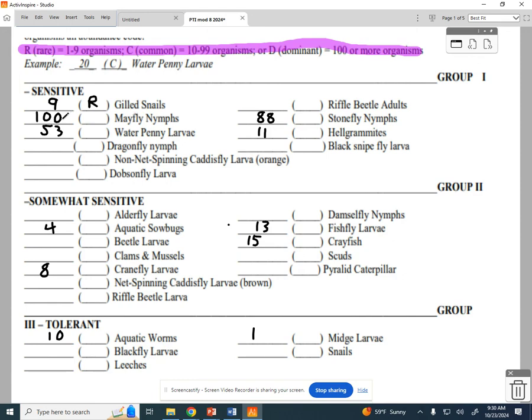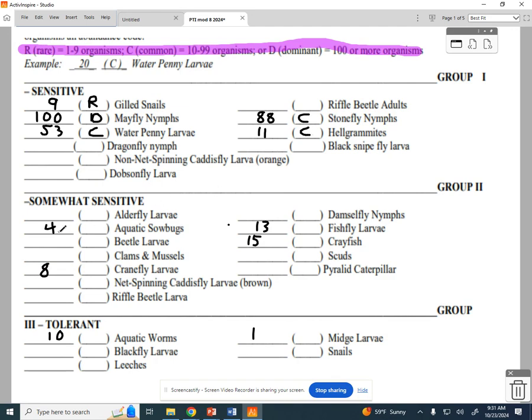Next, we have mayfly nymphs. There were 100 of those. If you look up here in this highlighted part, 100 or more is called dominant. So I'm just going to put a D here. For the water penny larva, we saw 53. That's between 10 and 99, so that's considered common, so we'll put the letter C here. 88 stonefly nymphs, that's between 10 and 99, that's also common. 11 hellgrammites, that's between 10 and 99, so again, that's common, we'll put a C here.